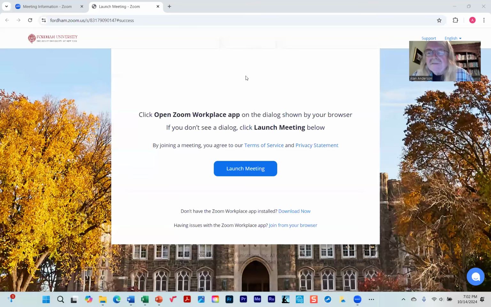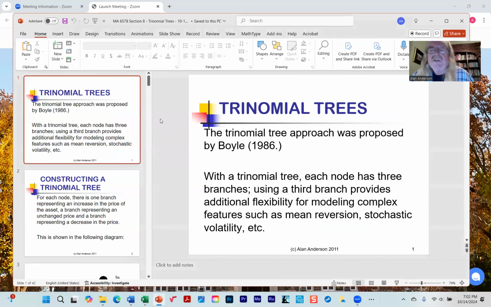All right, so today we're going to look at the next section, section 8, which is trinomial trees. We started to talk about this last time, but just barely. So the trinomial tree is basically an extension, of course, of the binomial tree used for option pricing. And it took a while for this one to come out.